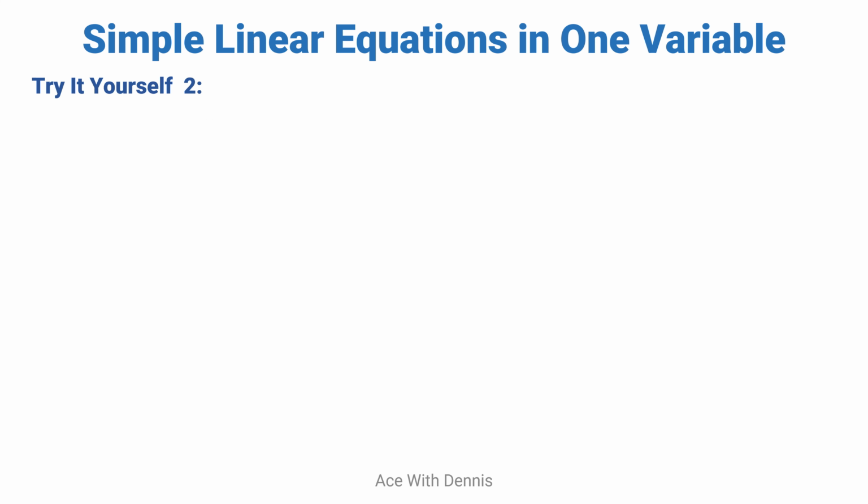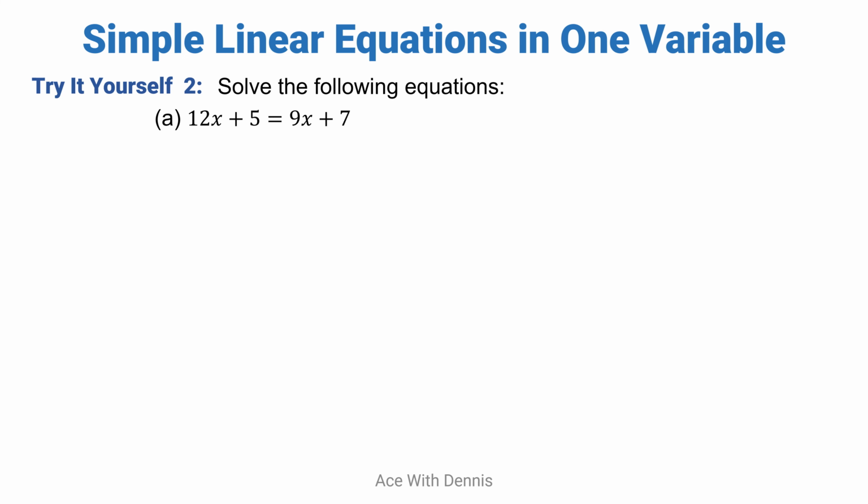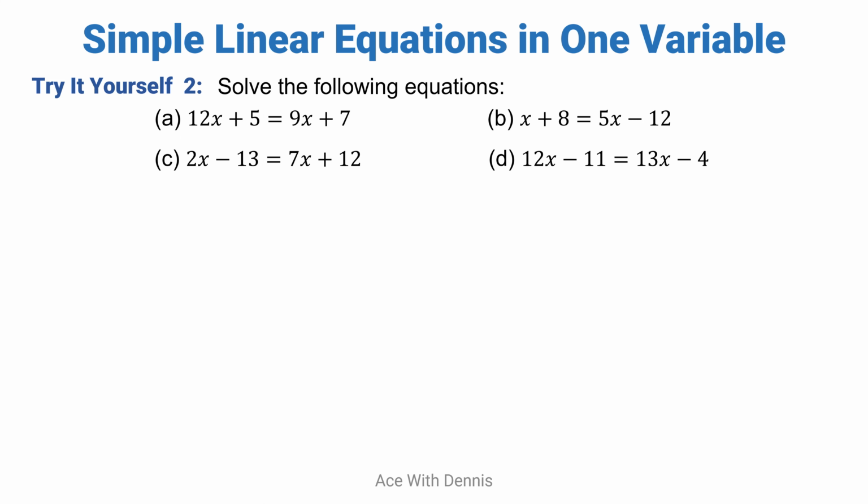Let's try this yourself. Solve the following equations. A, 12x plus 5 equals 9x plus 7. B, x plus 8 equals 5x minus 12. C, 2x minus 13 equals 7x plus 12. And D, 12x minus 11 equals 13x minus 4. You can pause the video and try to solve it yourself.